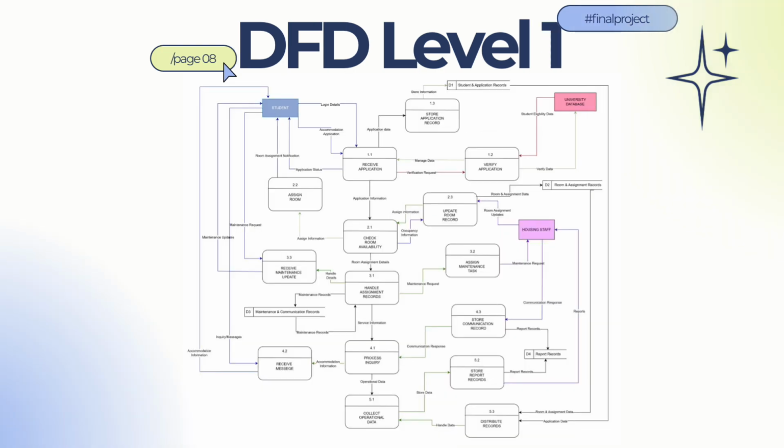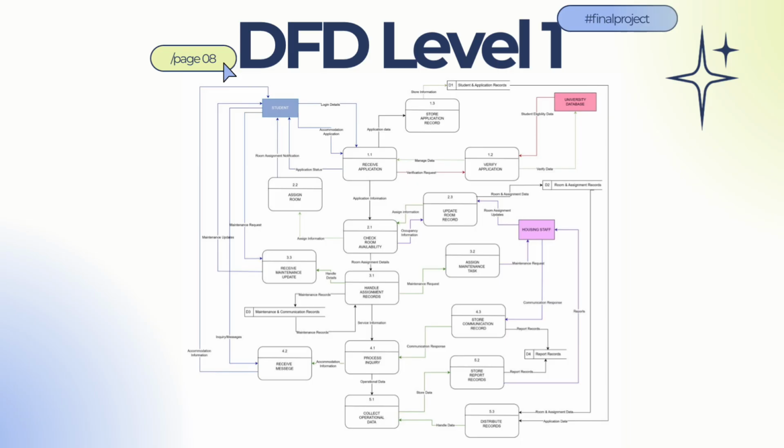Hello, my name is Natalia and I'll be explaining the Level 1 DFD of the data flow of a student housing assignment and maintenance system. There will be three key entities, which are the students, university database, and housing staff.